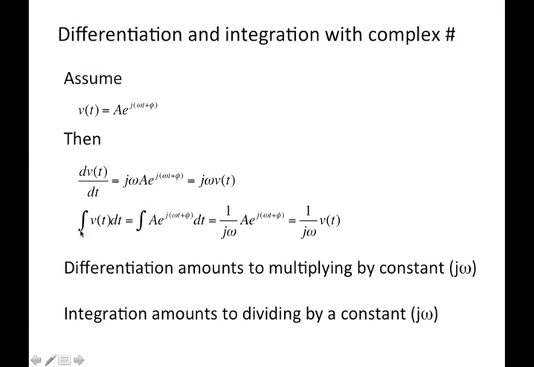Then we can do the same thing with the integral. We can do the integral of the potential with respect to time, put in our function, and it turns out that the integral is just 1 over j omega times our potential. So this is what I said before. To differentiate and integrate when we're in these complex numbers, it amounts to multiplying or dividing by a constant, in this case j omega.